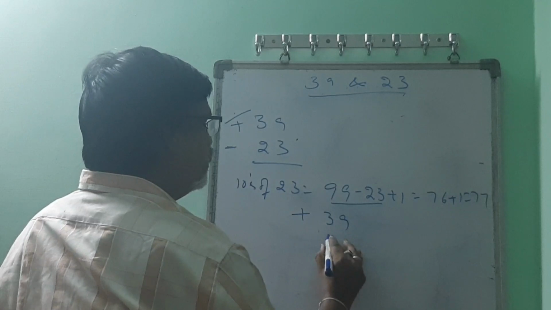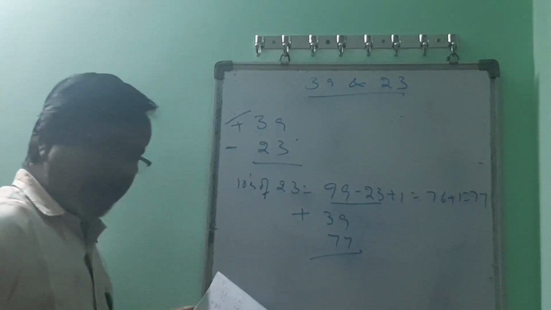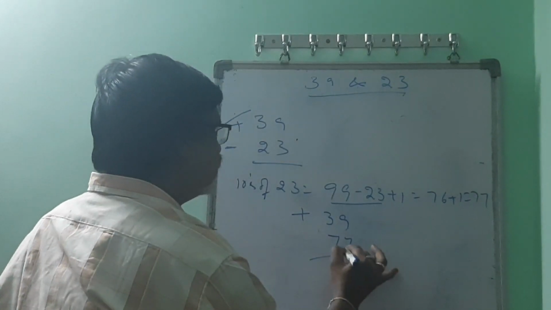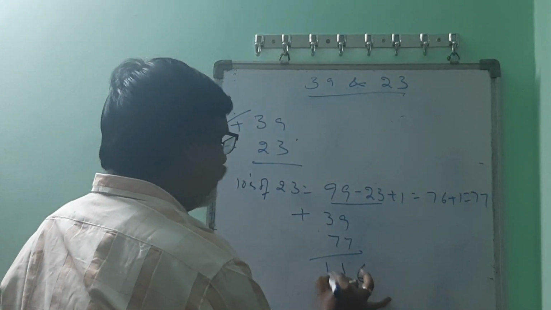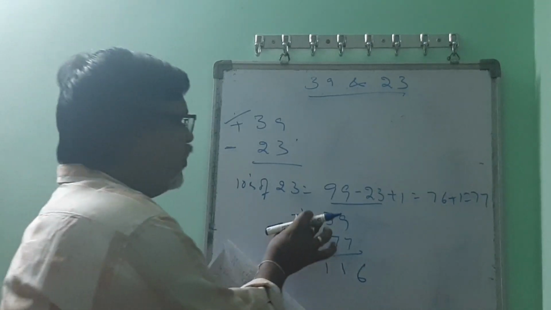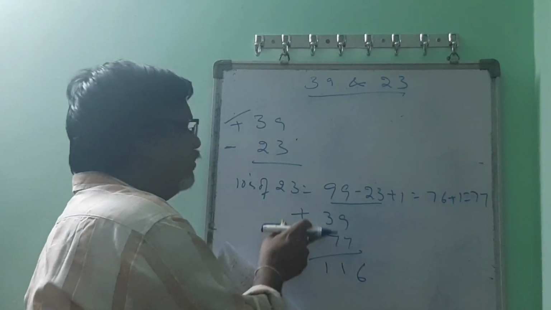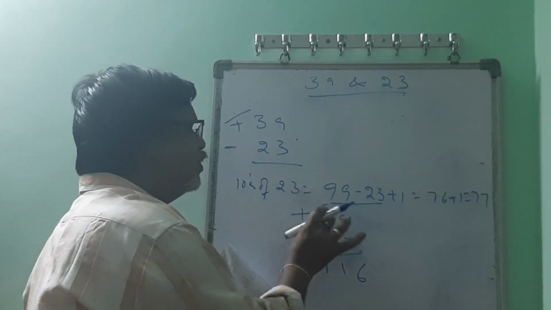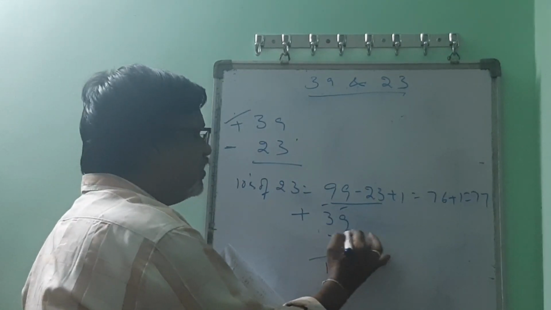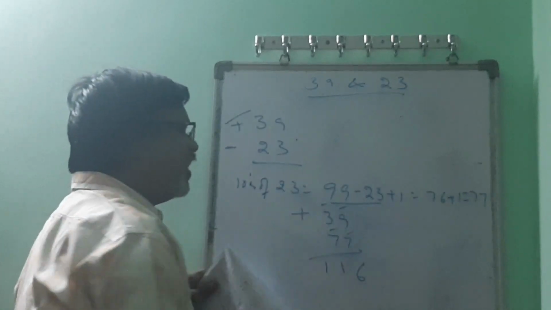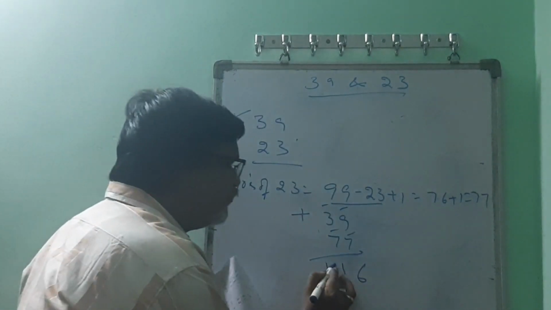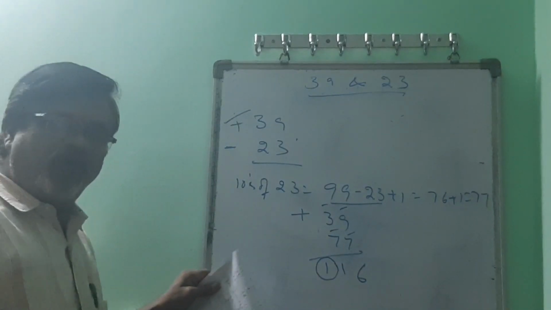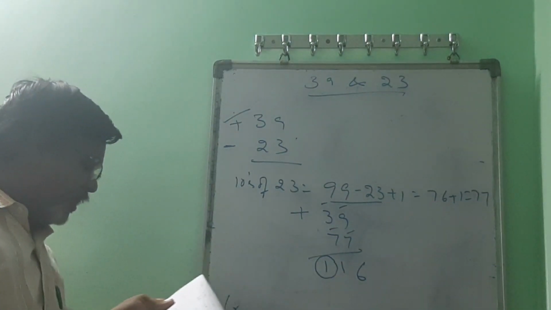Now whatever 10's complement we got here, we add that to this 39. So plus 39, then 77. Add these two numbers, and what we get here is 116. When you are adding two-digit numbers, each with digit 1 and digit 2, if you get a third digit in the result, that will be considered as overflow or carry.